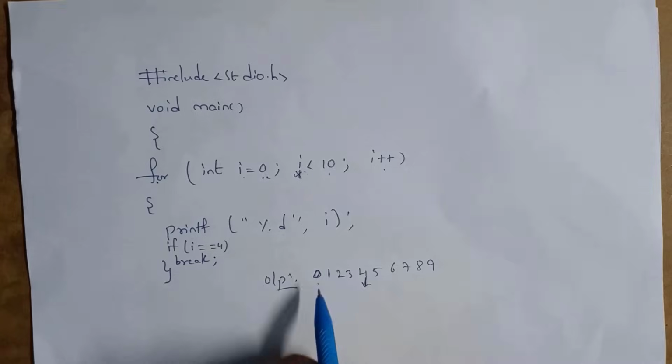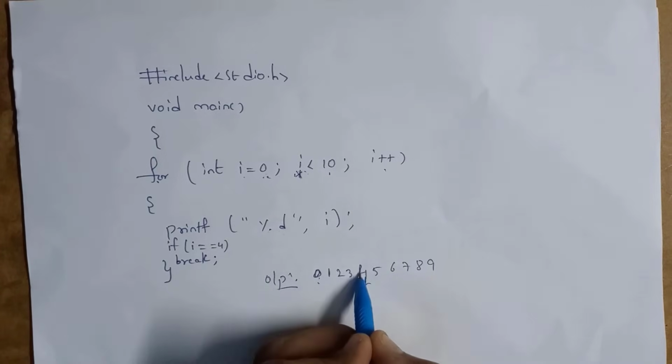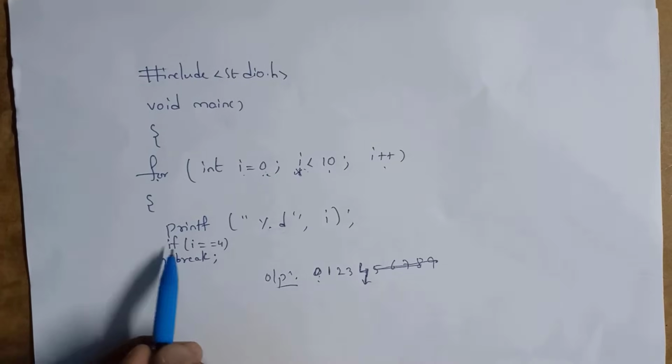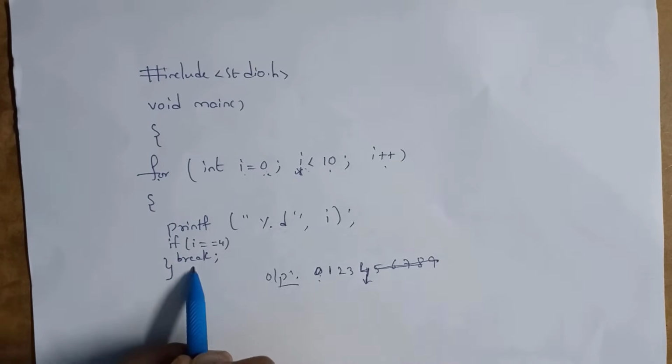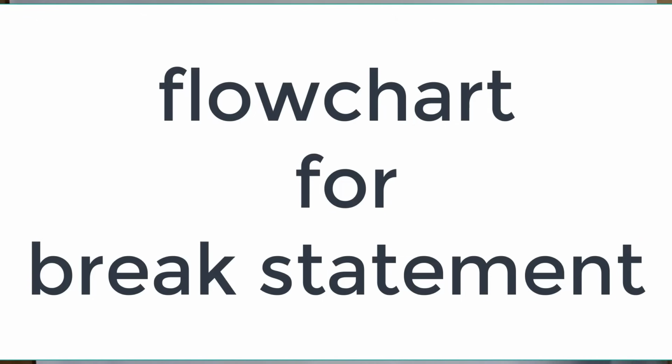Whenever I write this, at first it will print value 0, again it will print 1, 2, 3 and 4. Whenever it reaches 4, then it will break this loop. So by writing this program, that is if i equal to 4 break, I will get output as 0, 1, 2, 3, 4. This is my output. This is the program for the break statement.